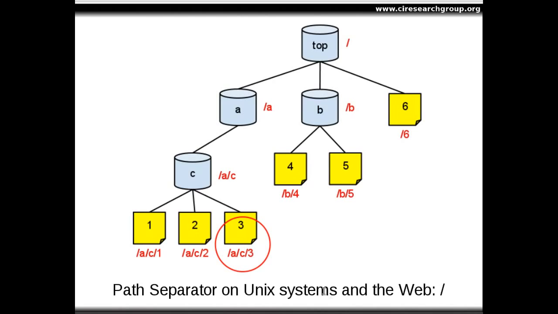On the web and on Unix-like systems, including Linux, we use a forward slash as our path separator. So we can label each of these files in our sample file system using forward slashes that tell us how to get from the top directory, which we represent with a single slash, to the file. So for example, this path here, /A/C/1, means start at the top directory, represented by a single slash, go to A, then go to C, and then access file number 1 within C.